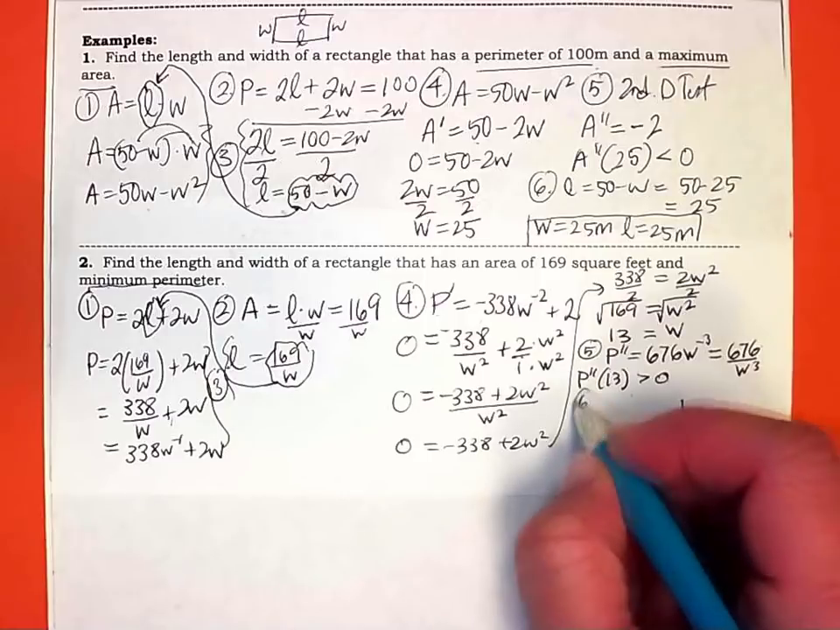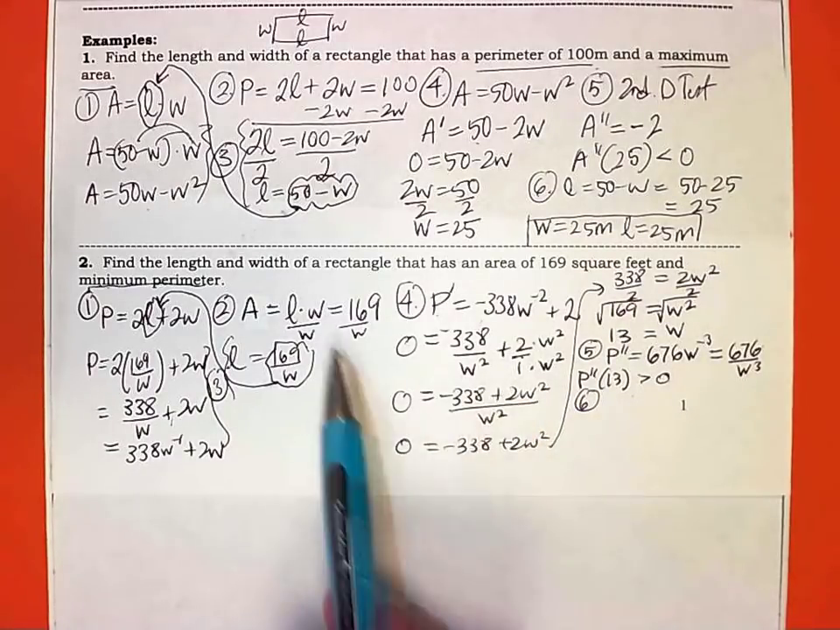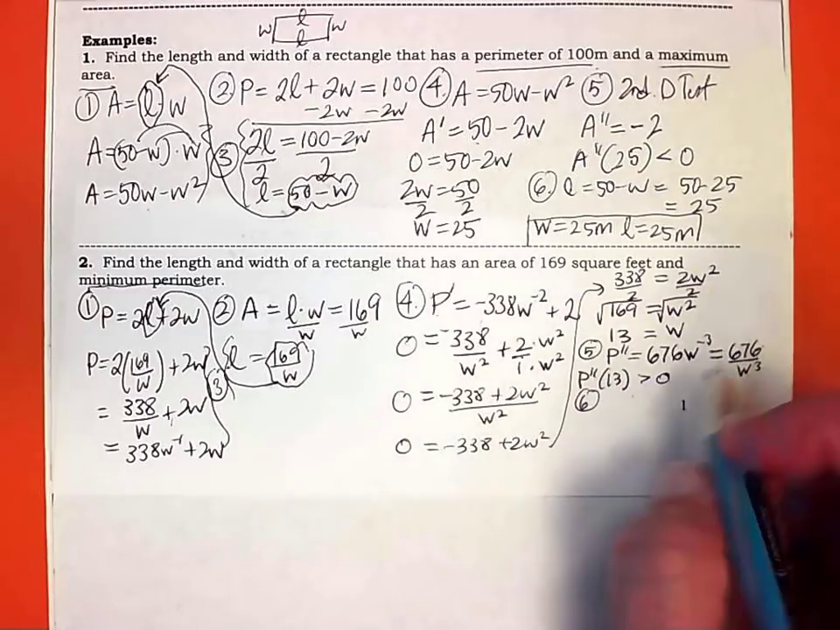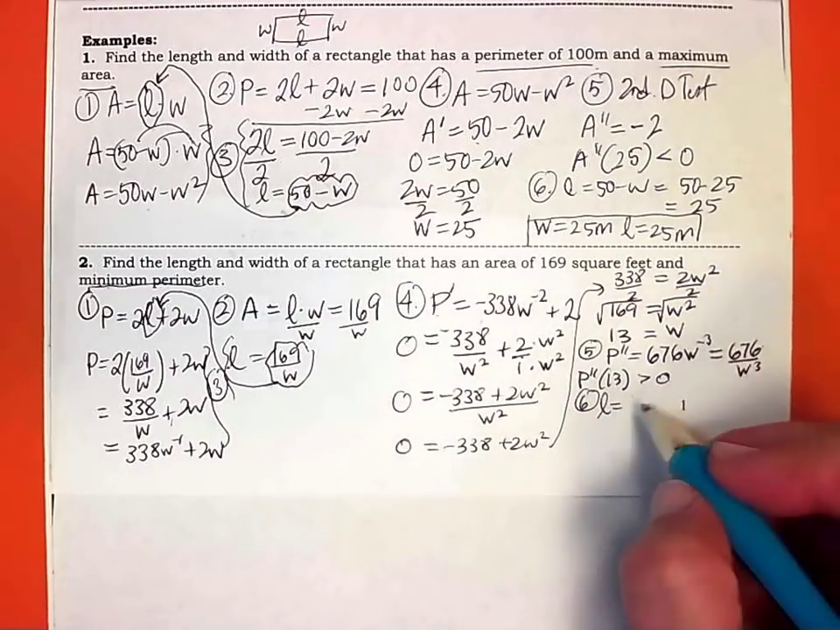So step 6 is to find the missing other variable, and we solved for that other variable in step 2. L is 169 over W. So let's go ahead and plug in our W.